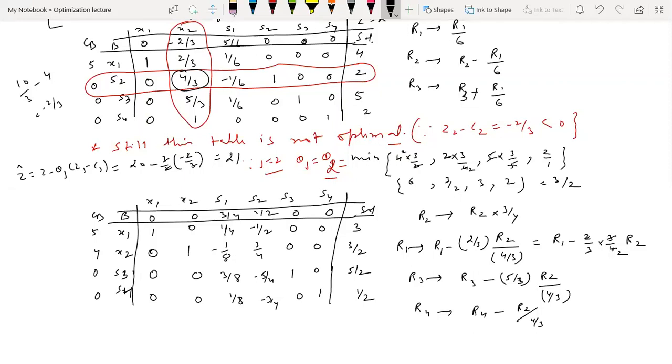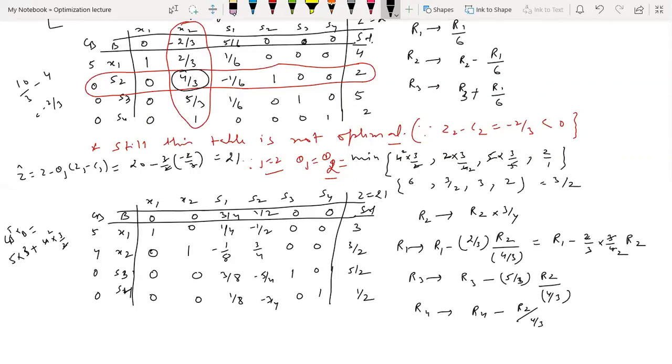And when you multiply CB with the right hand side, what is your right hand side? 5 into 3. So this is CB transpose XB equal to 5 into 3 plus 4 into 3 by 2. So this is 2, so 3 2s are 6. 6 plus 15 is 21. So your Z value comes out to be equal to 21 as predicted. And you see all Zj minus Cj's are greater than or equal to 0. So I have my optimal solution.